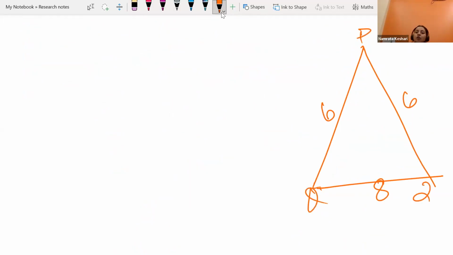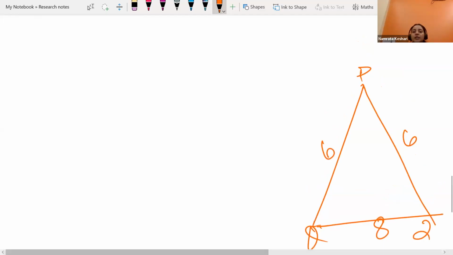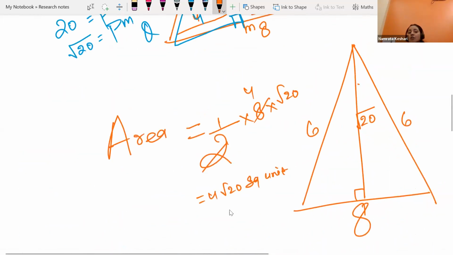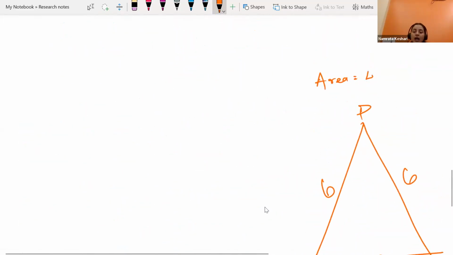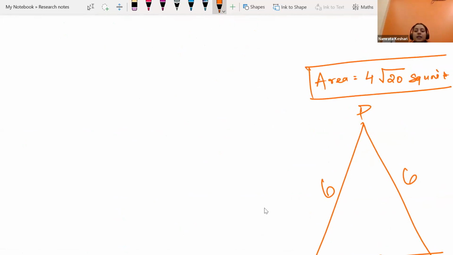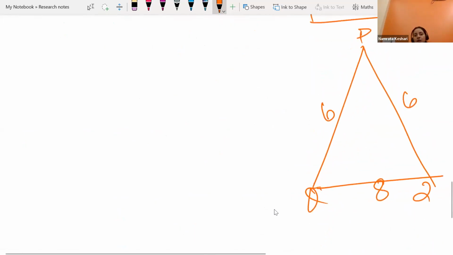We have already found the area by using our previous method. We first found the height, by giving so much effort, with congruency and all. But we got the area as 4 root 20 square unit. We are keeping it in hand. Now we are going to find the area of this triangle by using Heron's formula.